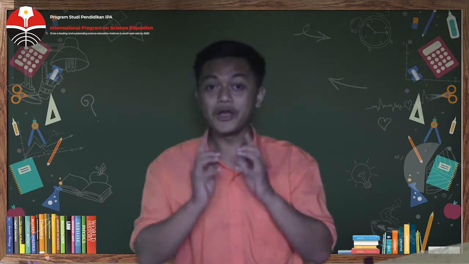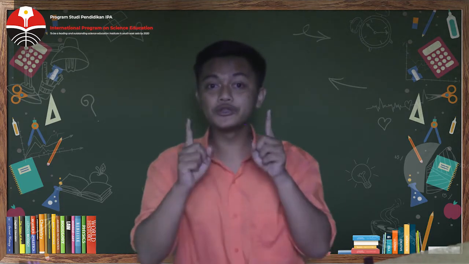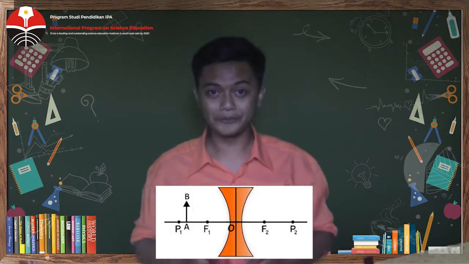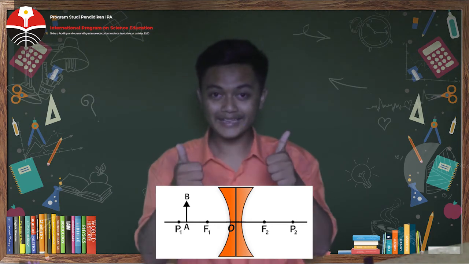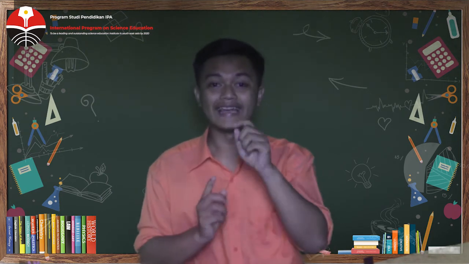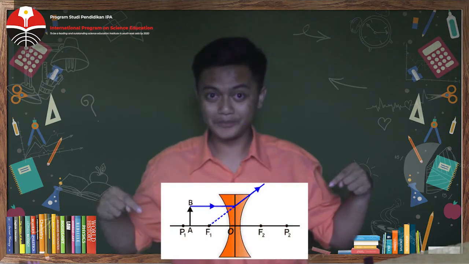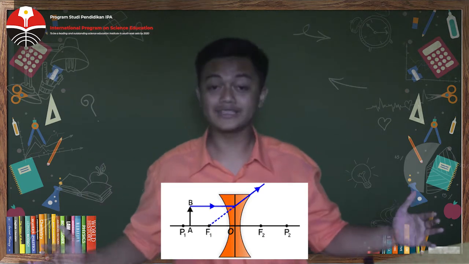For example, in the concave lens, the first step is the same as the convex lens. You should draw the concave lens diagram. And then you should choose one special ray and add it to the diagram, just like this picture.